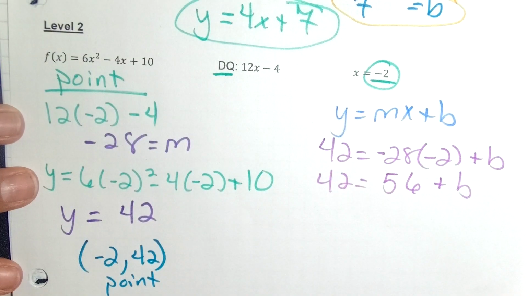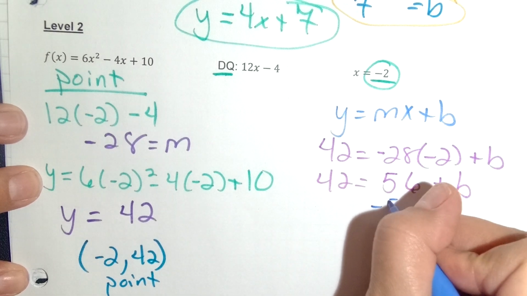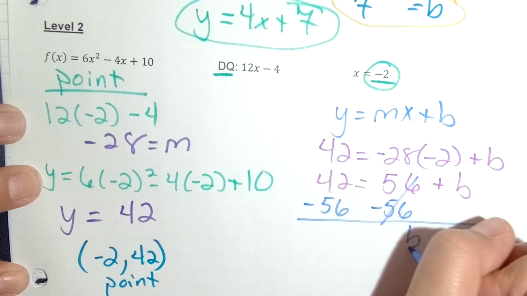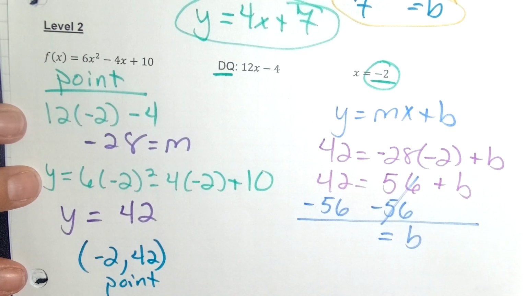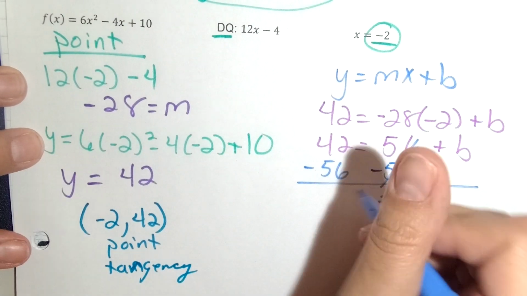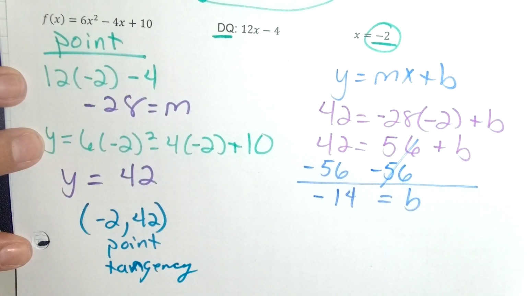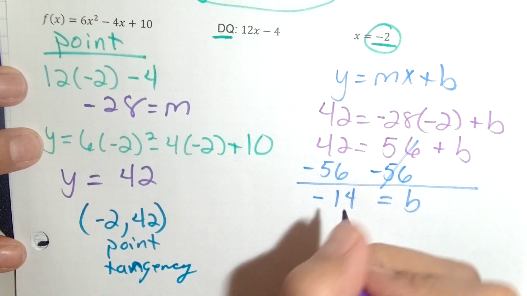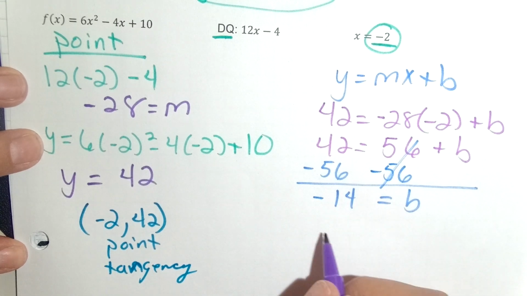What do I do next? Then it's negative 56, and then take it to the side. Negative 14. Okay. What's your final answer? No. If you stop there, you get partial credit. Is that the line? No. So we have to create the line. What is the line?